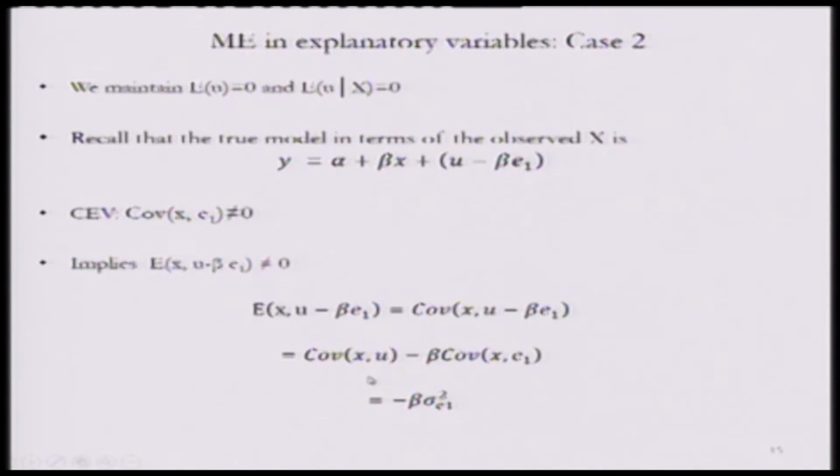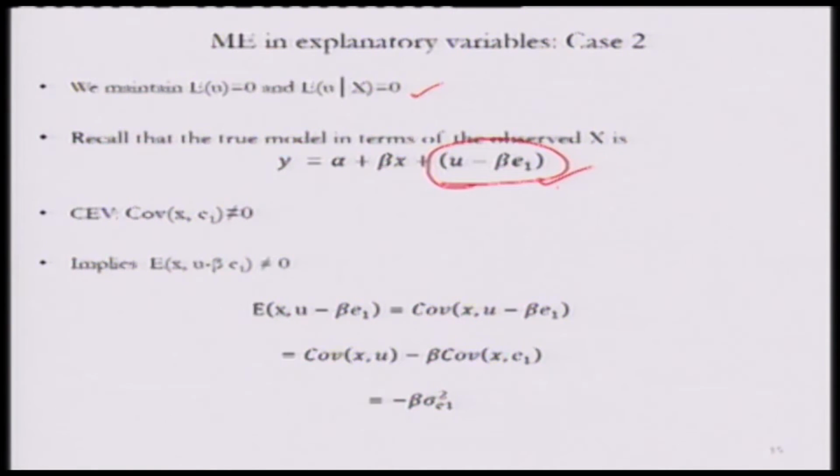Once again, we maintain the Gauss Markov assumptions that the expectation of u is 0 and the expectation of u given x is equal to 0, which is essentially the conditional independence assumption from the true model. And recall that, as in the previous case, we can rewrite the true model in terms of the observed value of x, which just modifies our error term from u to u minus beta E1.